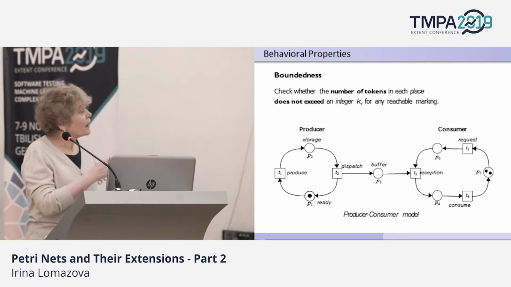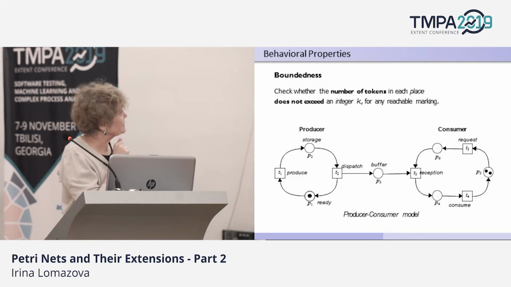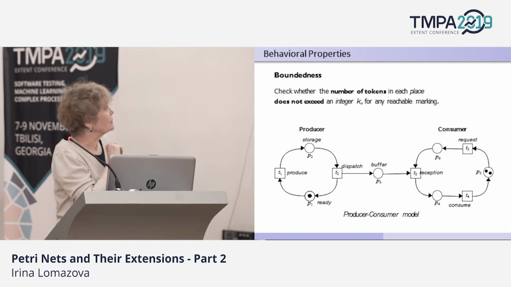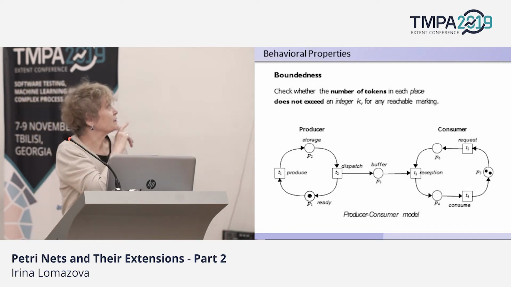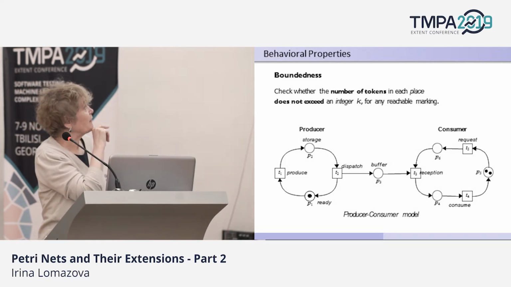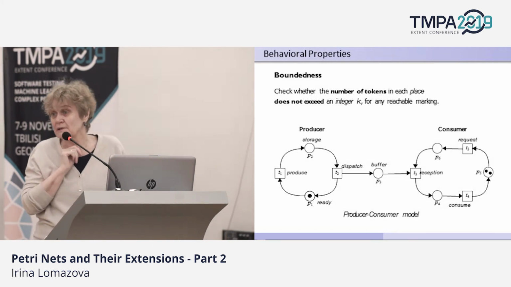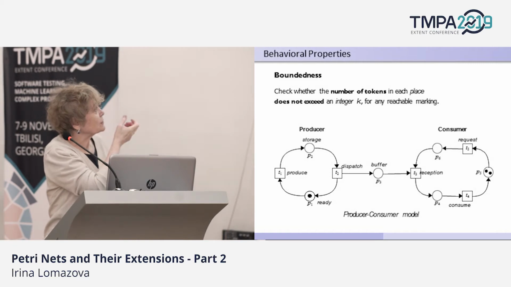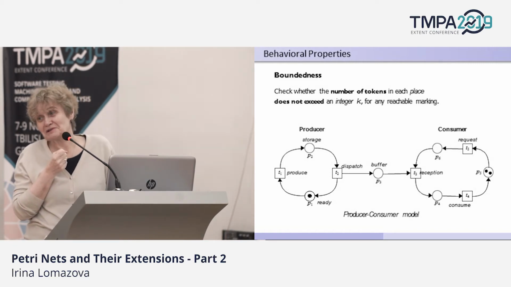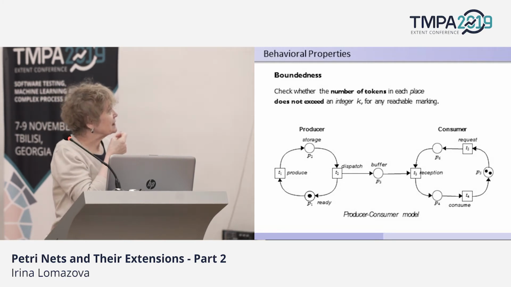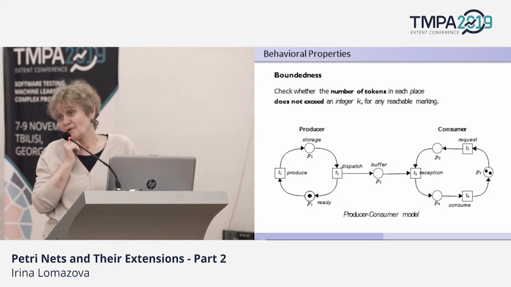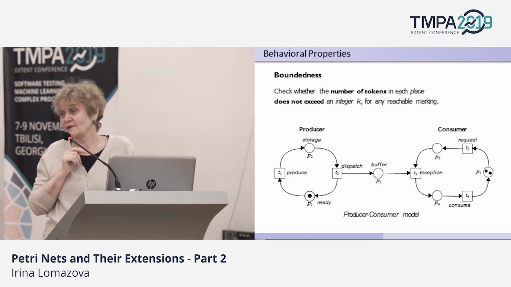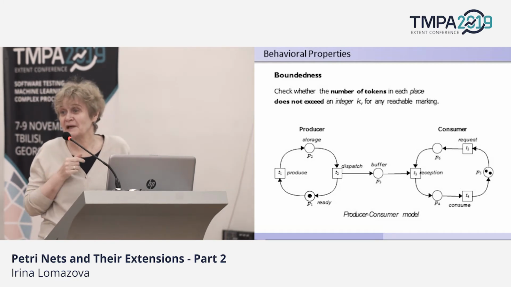Boundedness is a property which designates that in each place we have a bounded number of tokens in all reachable states. Here in this example we have a producer on the left and a consumer on the right, and we have a buffer. The producer can put an item, a token, into the P3 buffer, and the consumer can take it from this place. It is clear that the number of items in our buffer is unlimited, because the consumer may be lazy or very slow, and then the buffer may overflow.